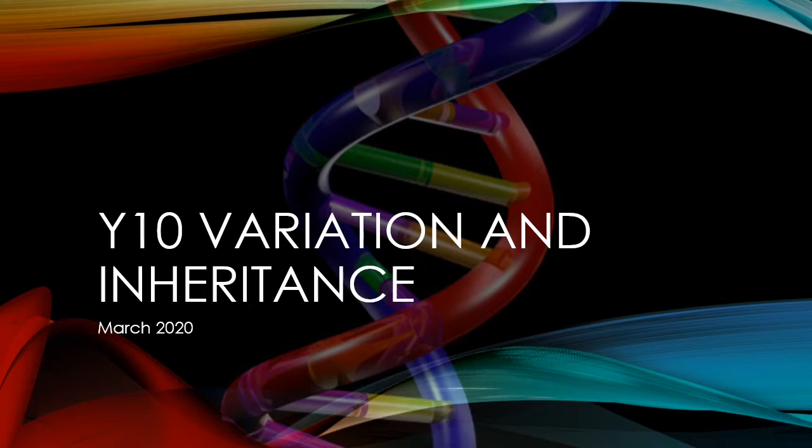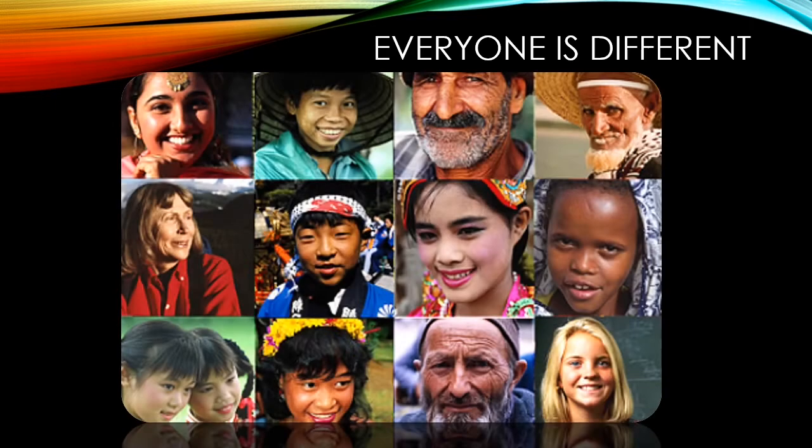Okay, year 10, let's learn about variation. Now, if we think about ourselves and everyone who's in our class, everyone who's in our school and everyone across the world, we're all different. We all have different appearances. Now what I have here is a little picture which shows lots of different people and how these people all look different.